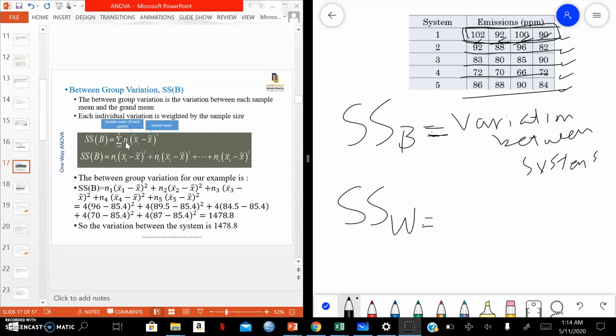We know that in this question the sample sizes are equal. We have 4 observations in each system. So that's what we did here. 96 is the sample mean for system 1. We subtracted it from the grand mean, which we found, squared it, and then we multiplied by the sample size. Similarly, the sample mean for system 2 was 89.5, subtracted from the grand mean, squared, multiplied by 4, and so on for systems 3, 4, and 5. You add all these, and what you get at the end is called SSB, the sum of squares between groups. That is the variation between the groups.